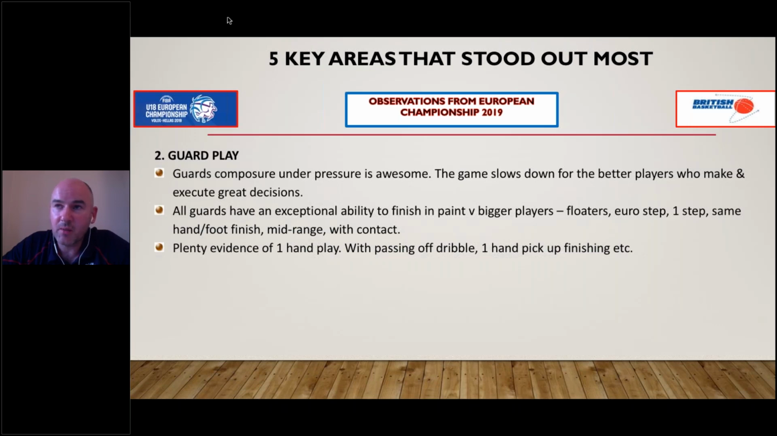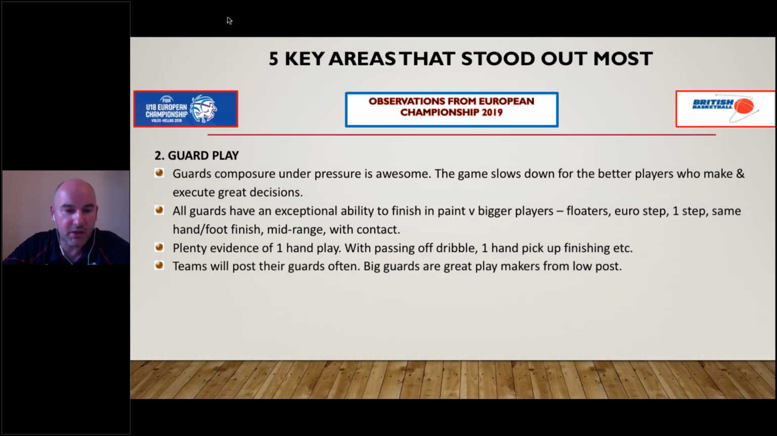I remember the Spanish guard coming down the lane against us, and we're rotating over to help, and he takes it off a half step and a one-hand pickup and finish, so the ball is out of his hands before the help even gets there. That stood out a lot. There was a lot of playing with one hand, whether it was off the pass or a pickup and finishing, but it made the game really quick and difficult to recover when you were beat, or difficult to rotate to take away the play, or difficult to get back in transition because they're passing off the dribble in transition.